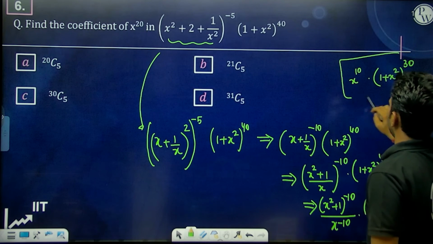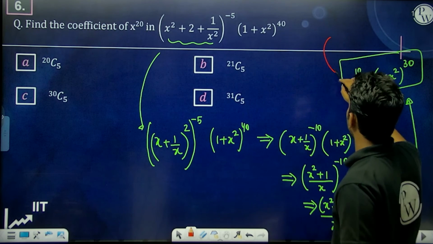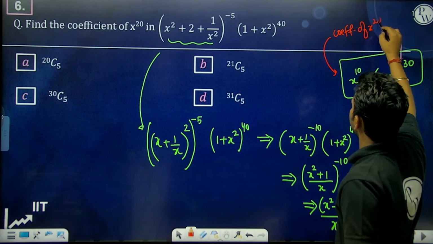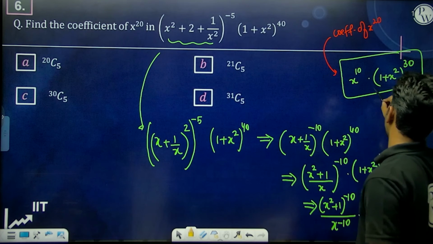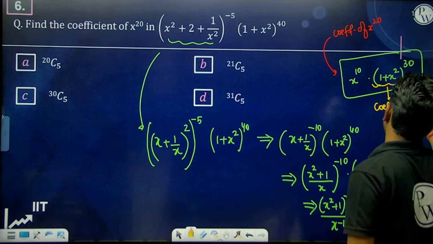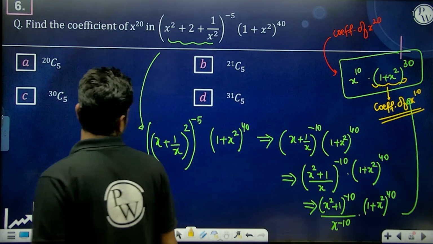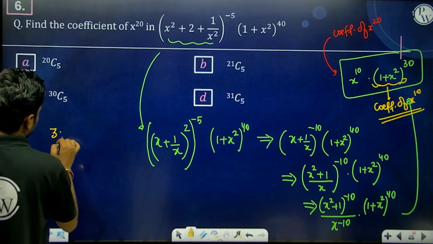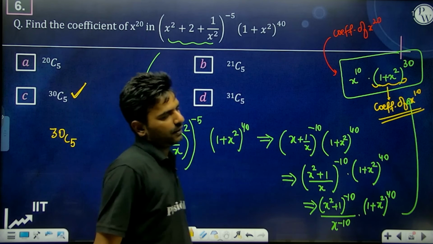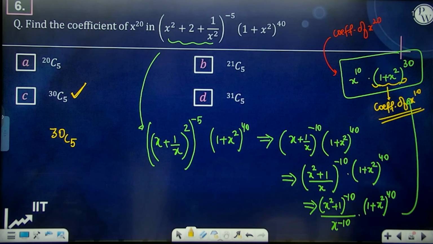Now ultimately what we are looking for is the coefficient of x to the power 20 in this. So what exactly we are looking for is the coefficient of x to the power 10 in (1 + x^2)^30. If we are looking for the coefficient of x to the power 10, then it can be written as 30C5. The answer is nothing but 30C5, and the problem is solved quite comfortably.